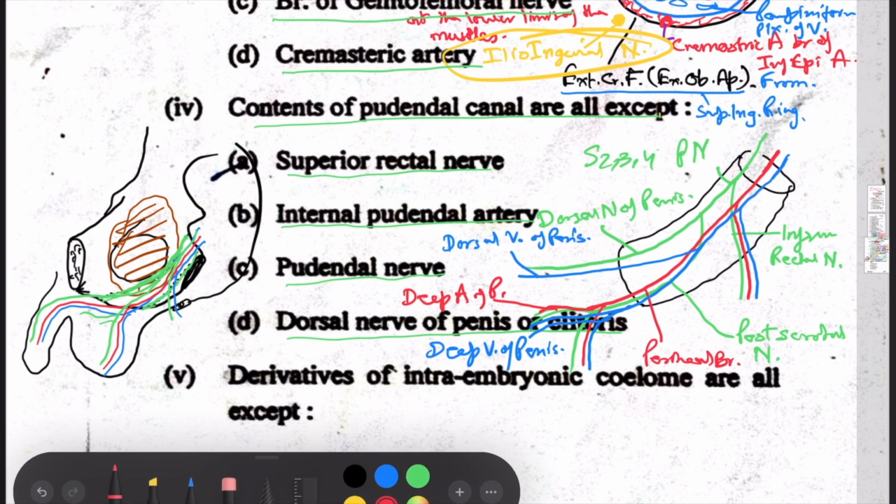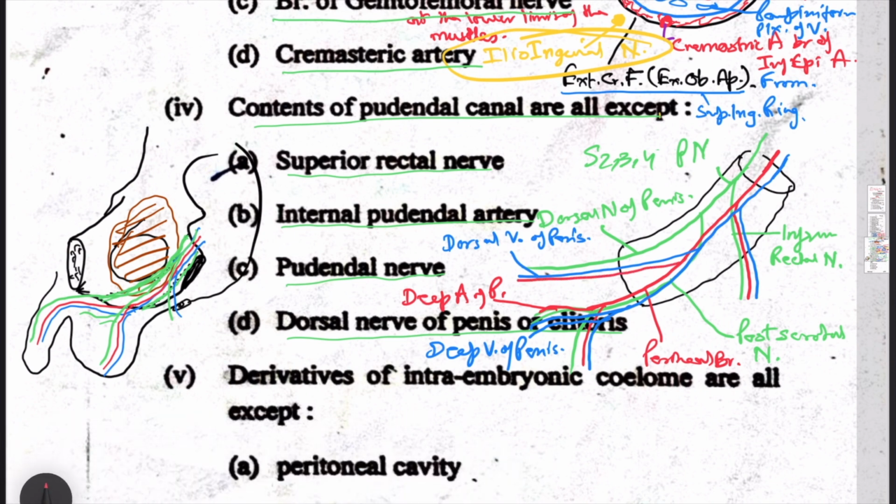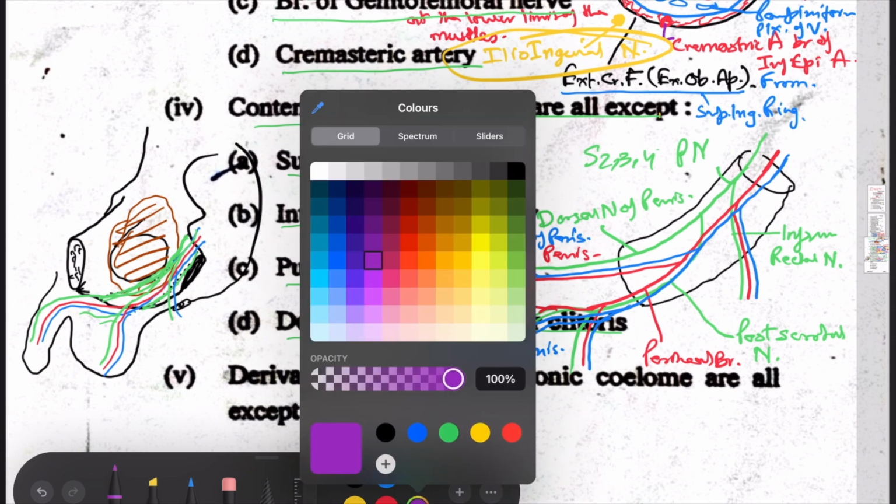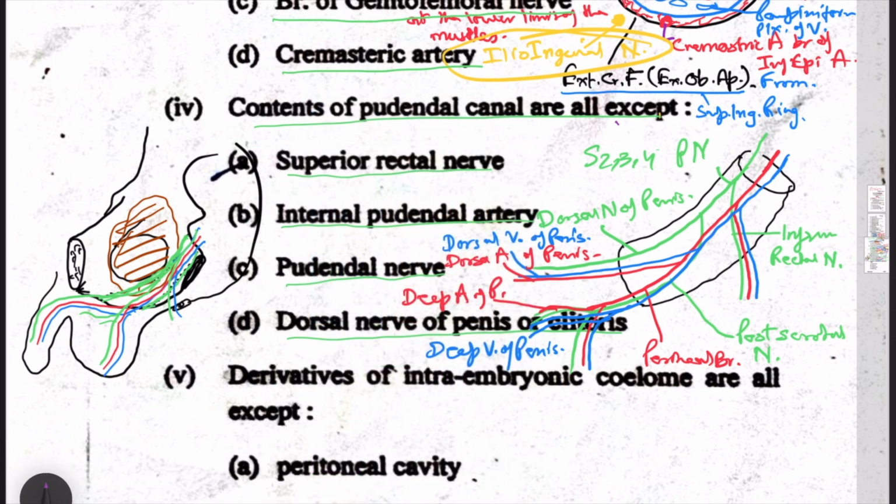Similarly, there will be an artery, a branch to follow this dorsal nerve, and this will be the dorsal artery of penis. So all these structures you are seeing are contents of the pudendal canal. So what you don't see is not a content of the pudendal canal, which has been asked in the question. The structure which is not a content is the superior rectal nerve. Remember, the superior rectal nerve supplies the rectum, right? And the inferior rectal nerve and vessels supply the anal canal.